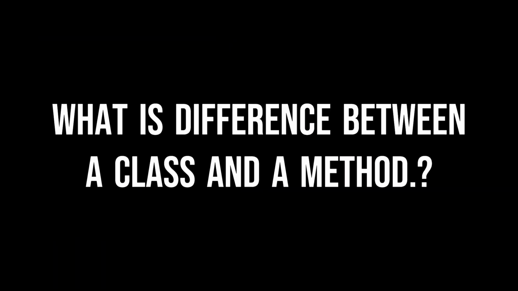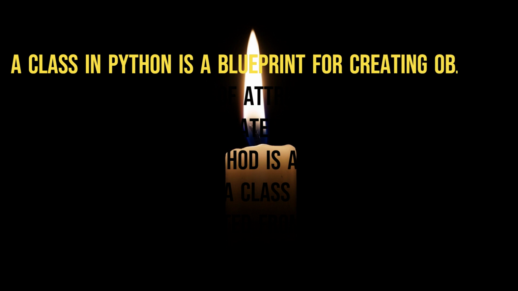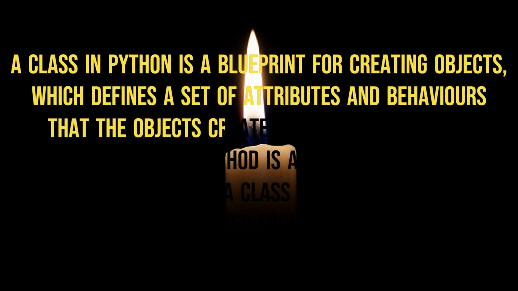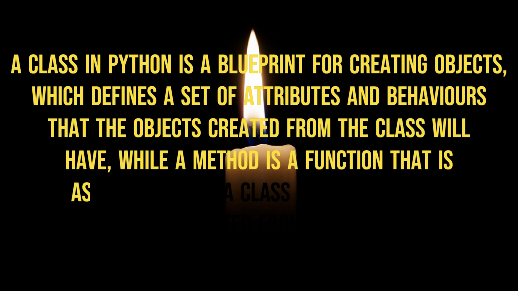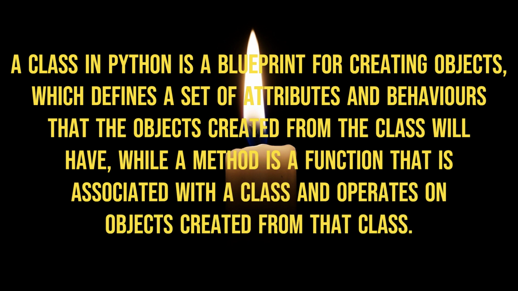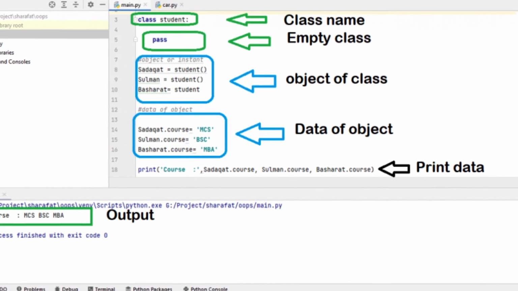Next question is, what is the difference between a class and a method? Answer. A class in Python is a blueprint for creating objects, which defines a set of attributes and behaviors that the objects created from the class will have, while a method is a function that is associated with a class and operates on objects created from that class. Here is an example of a class and its objects in Python.